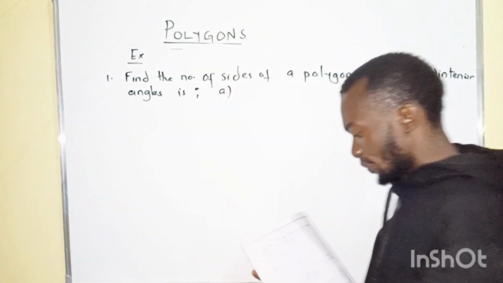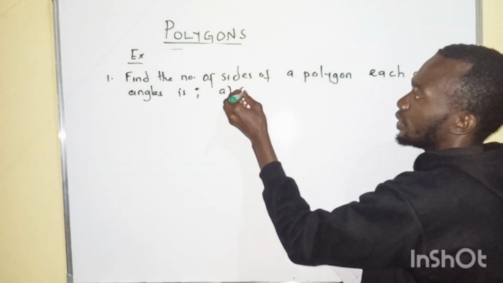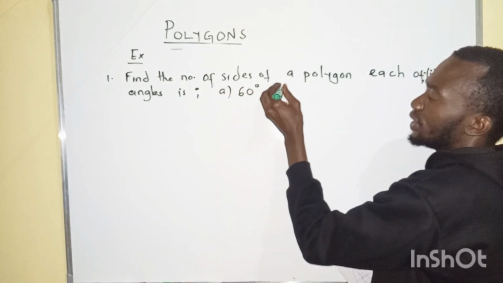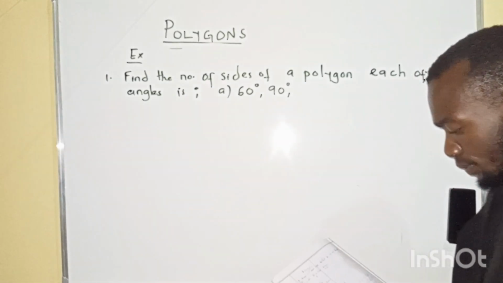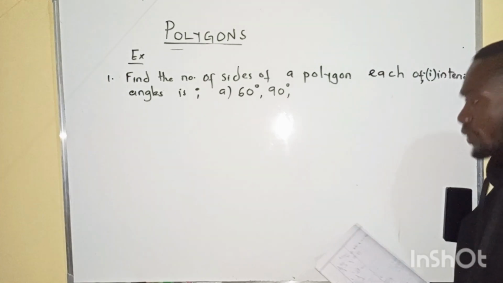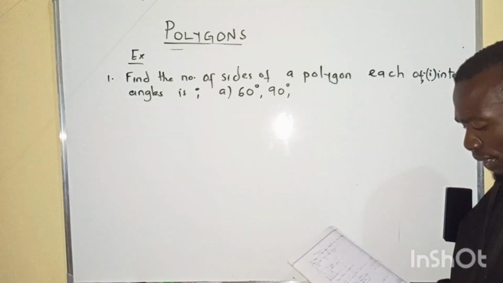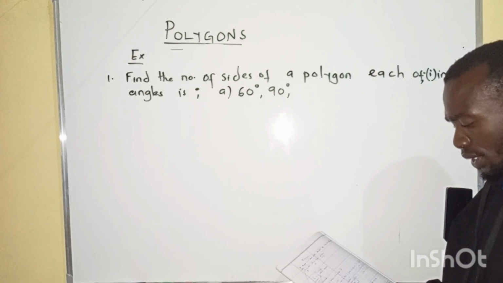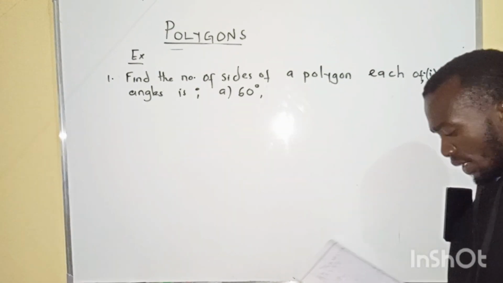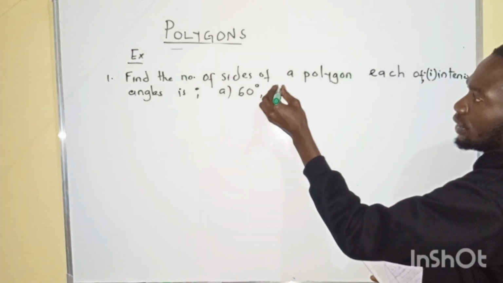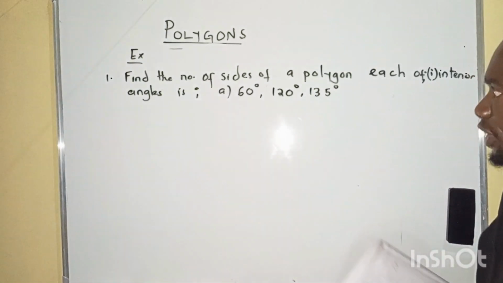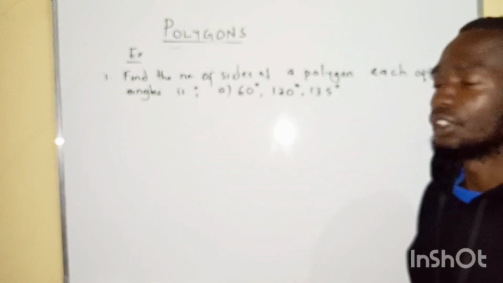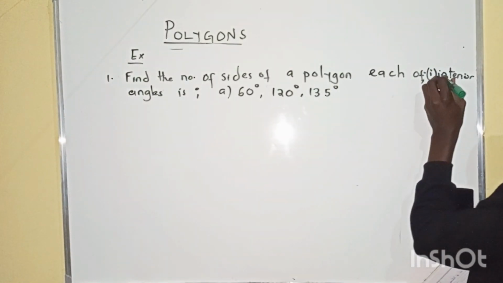For part A, we have 60 degrees, we have 90 degrees, we have 120 degrees, and we have 135 degrees. So the interior angles are 60 degrees, 120 degrees, 135 degrees. Those are the given interior angles of a polygon.